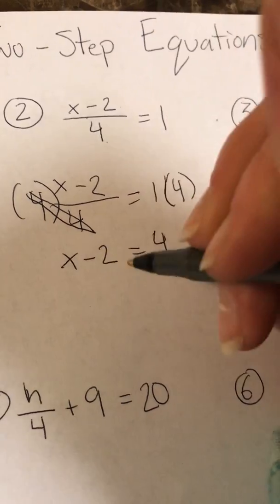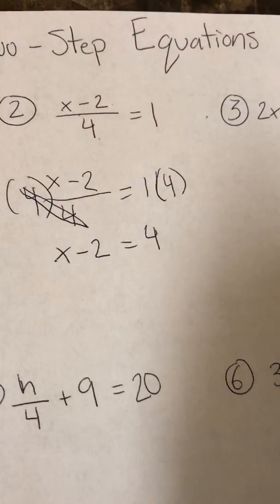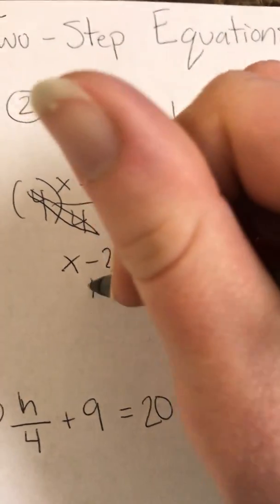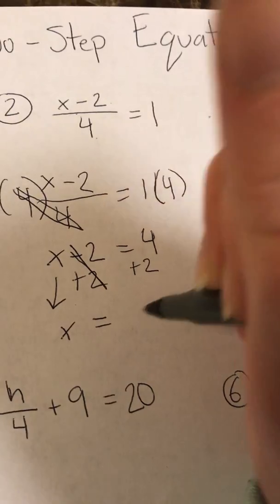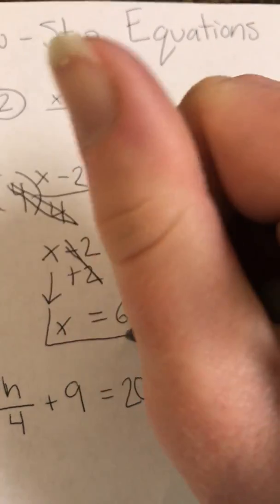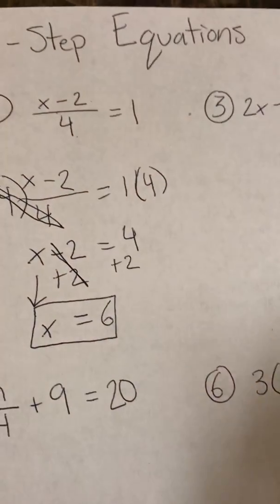Now, you still have to solve for x. You have this minus 2 here. You got to do the opposite of minus 2, which is plus 2. Add 2 to both sides. It cancels out. Bring down that x. X equals, what's 4 plus 2? It's 6. X equals 6.